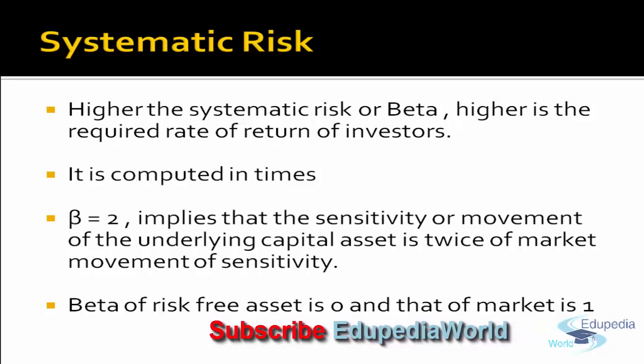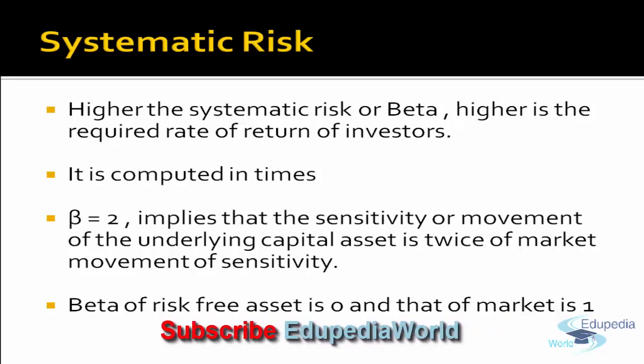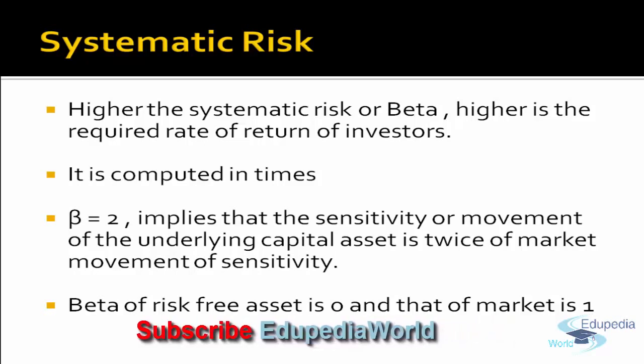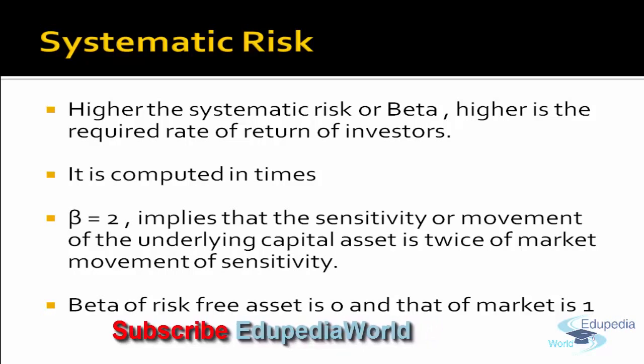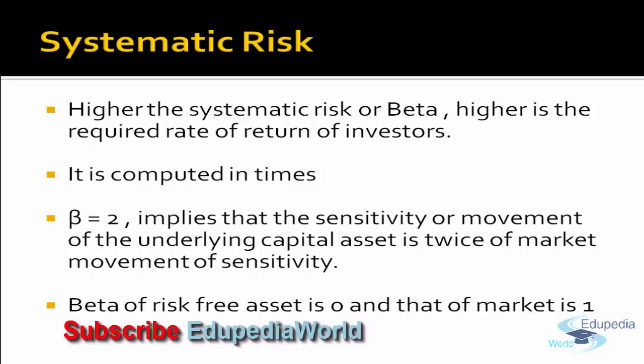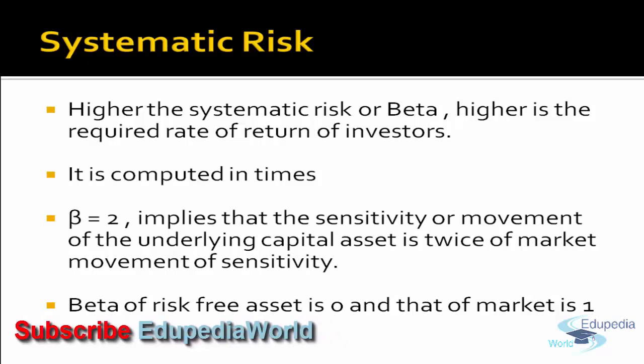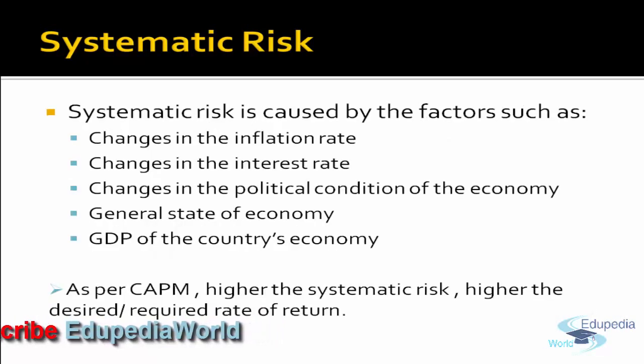And let's say if I say that beta is equal to 2, what does that mean? If there's a movement of 1% in the market, the movement in your stock, in your asset, will be 2%. So beta equal to 2 represents twice the risk, or twice the movement of your asset as compared to the market. This is what beta is. So the CAPM theory is like: the higher the systematic risk, the higher the required rate of return.